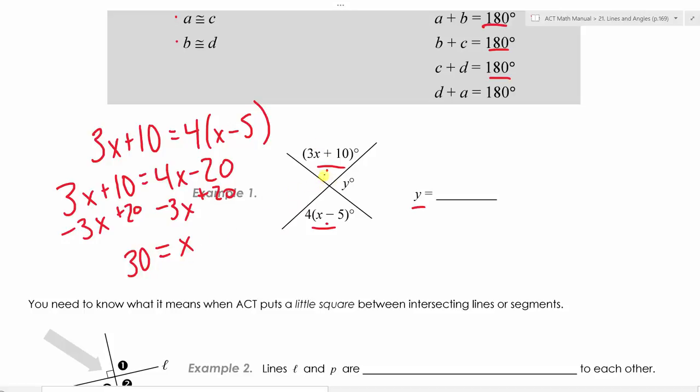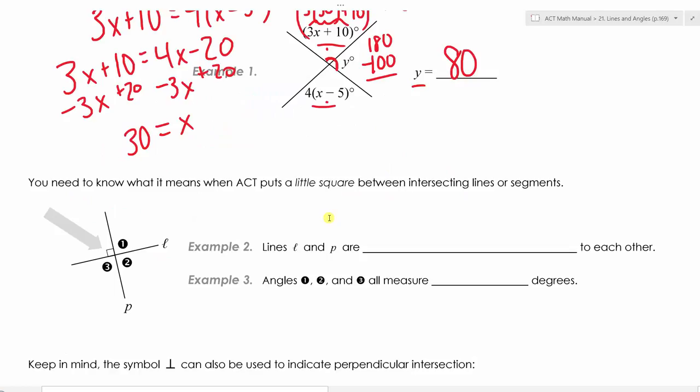And now, so I've used vertical angles, now I need to use supplementary angles. I can see that this 3x plus 10 and this y are supplementary. Well, 3x plus 10 when x is 30, 3 times 30 plus 10, is going to equal 100, which means y must equal 180 minus 100, which means y equals 80 degrees. So that is the value of y there. We used a little bit of vertical angles and a little bit of supplementary or adjacent angles.